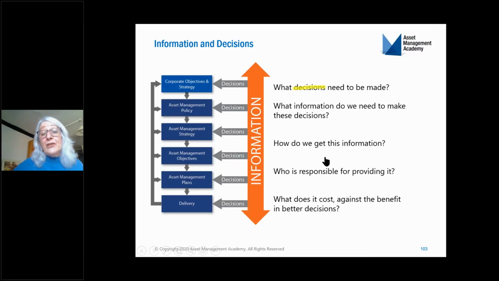How do we get the information? Who's responsible for providing it? And last but not least, what does this information cost us to collect against the benefit in better decisions?